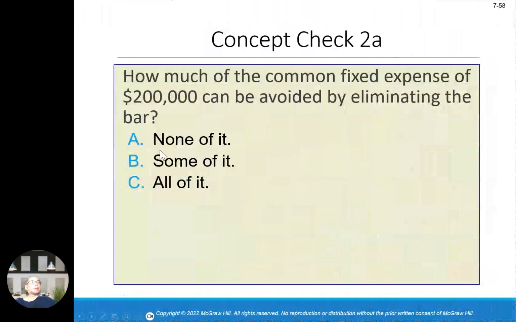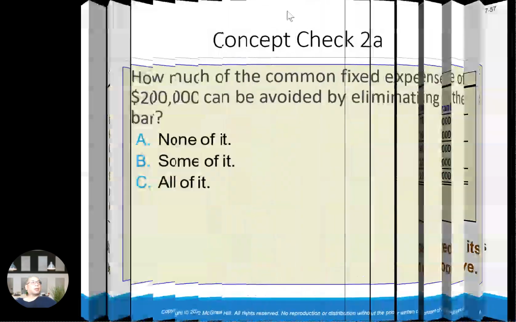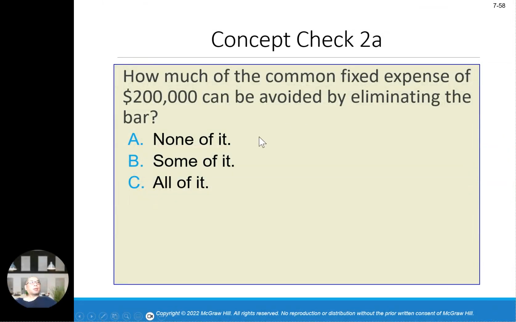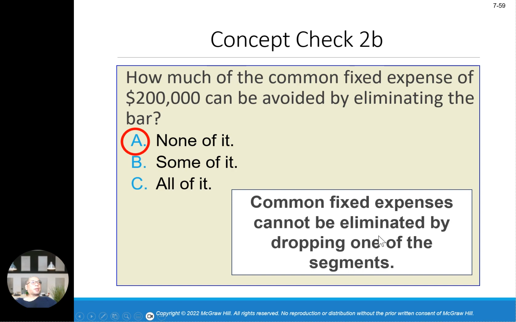So let's look at how much common fixed expense can be avoided by eliminating the bar. What's your answer for that? A, none of it. B, some of it. C, all of it. Okay, I'll give you 5 seconds to answer. The answer will be A, none of it. Common fixed expense cannot be eliminated by dropping one of the segments.